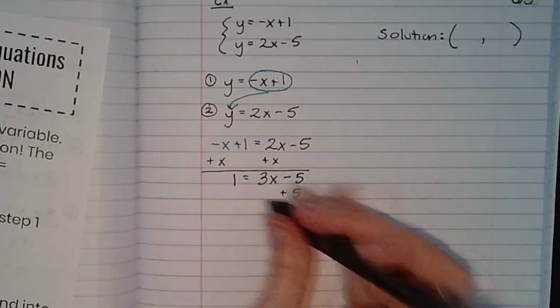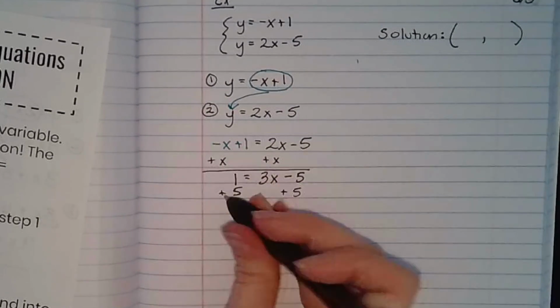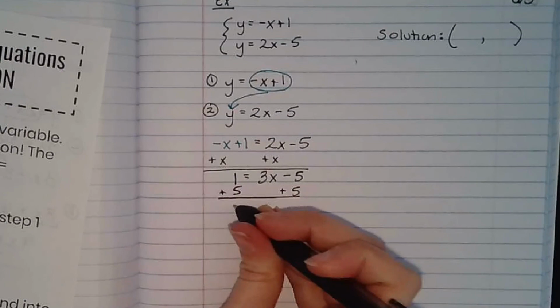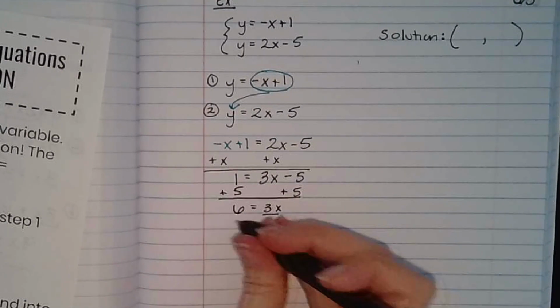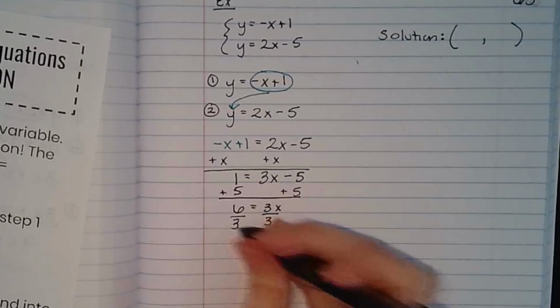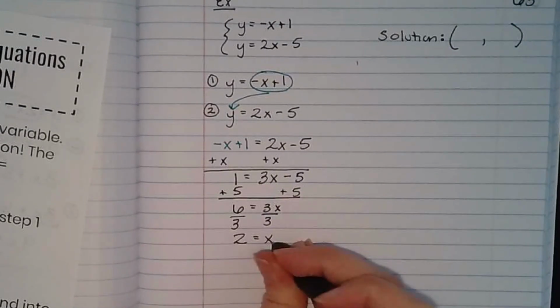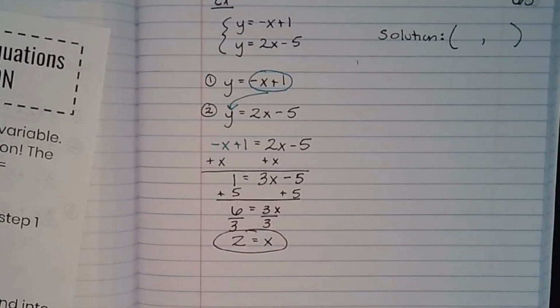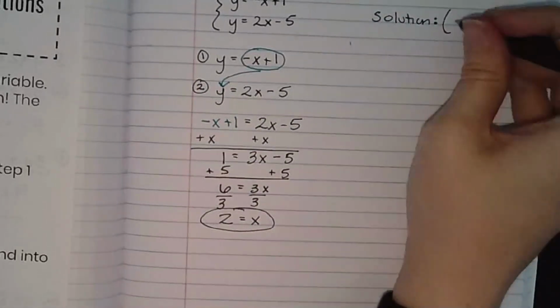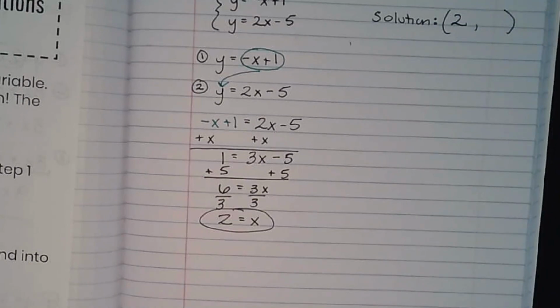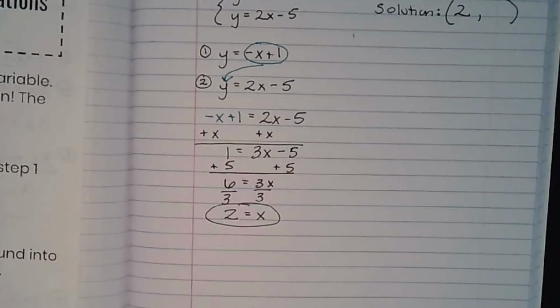So I would add 5 to both sides. So 6 is equal to 3x. Divide by 3 on both sides. And 2 is equal to x. So that's the first half of my answer. I know that x is 2. Now I have to go ahead and find the second half of my answer.